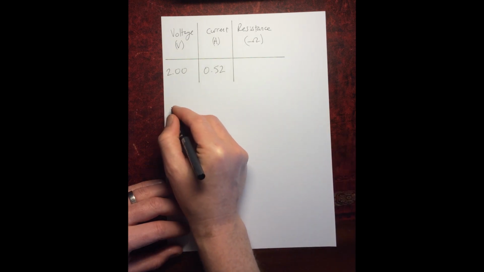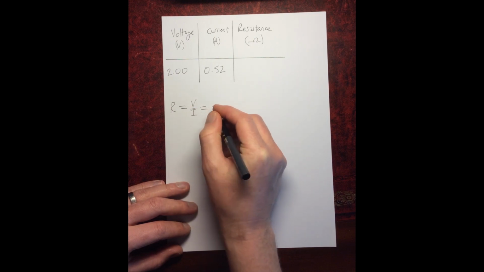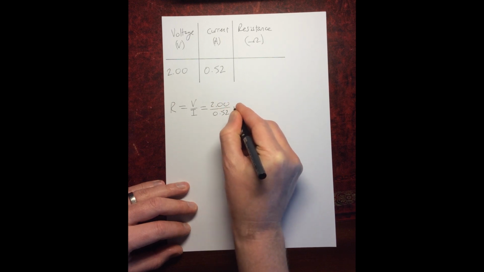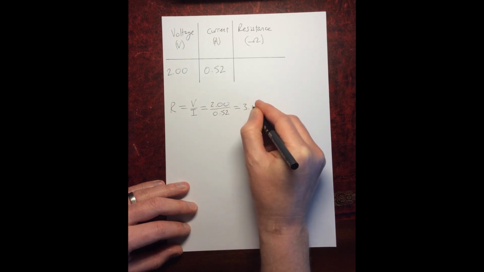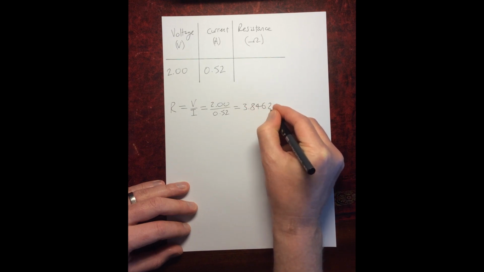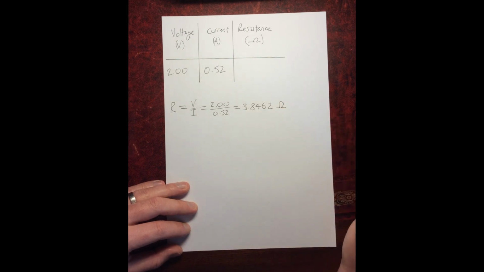So let's calculate the resistance. Well, R equals V over I, as we know. So we've got 2 over 0.52, and that gives us a value of 3.8462. In fact, I think there are more figures on your calculator when you calculate that, but we'll just round it to that point there.